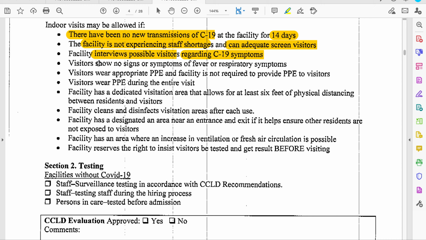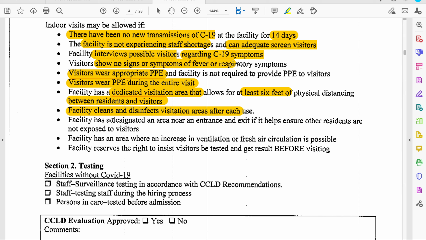If visitors show no signs or symptoms of fever or respiratory symptoms, indoor visits may be allowed. If visitors wear appropriate PPE, indoor visits may be allowed. Visitors have to wear PPE during the entire visit. Facility has a dedicated visitation area. There must be 6 feet apart between residents and visitors. We have to clean and disinfect the visitation areas after each use.